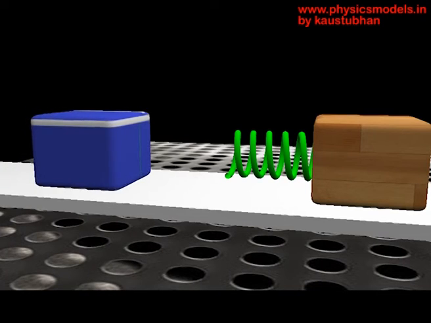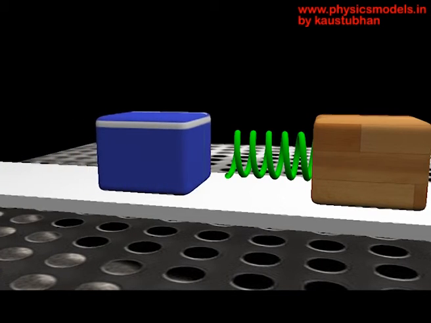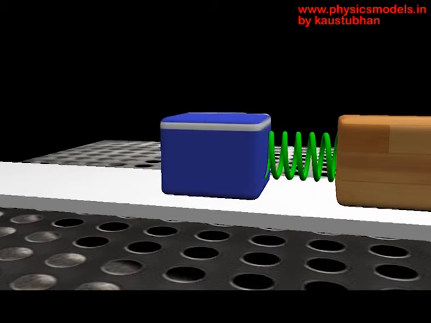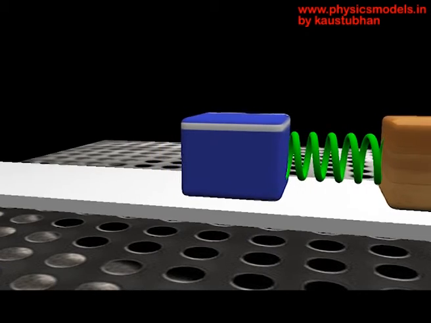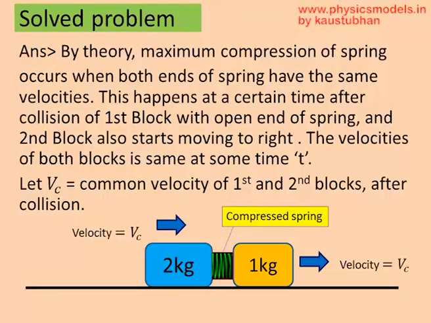Let's look at the animation once again. The blue block approaches, the spring compresses, both the blocks start moving, and then the spring expands. So the maximum compression of the spring occurs at that instant when both ends of the spring have the same velocity, which means both the blocks are moving with the same velocity.